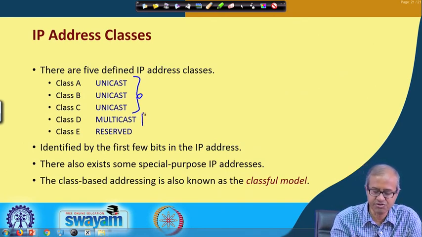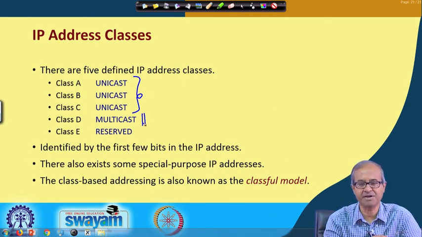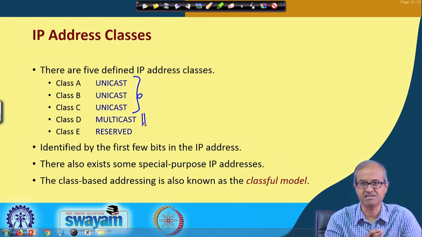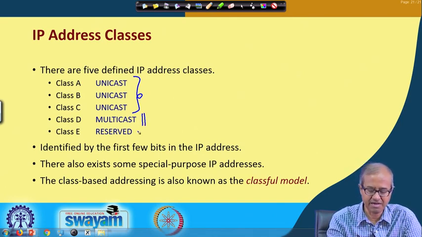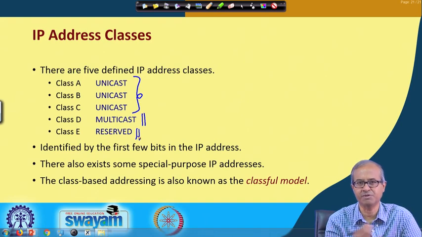Class D is used for multicast. If I want to send a packet to multiple computers at the same time, I can use a class D address. And class E is reserved, it means you can use it for some special purpose if you want.